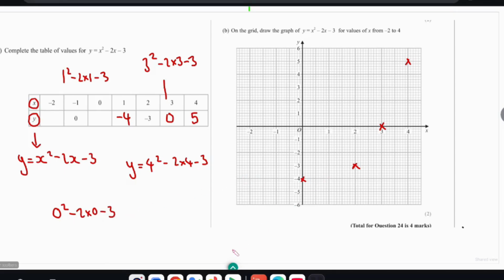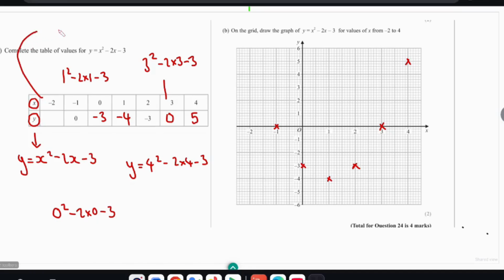I've just plotted this point in the wrong place. So go back on the graph. That should be 1, negative 4. 0, so 0 squared minus 2 times 0, take away 3, is minus 3. Minus 1 and 0. Like you see, our crosses form a curve. So you know the answer is going to be up here somewhere to kind of match the pattern.